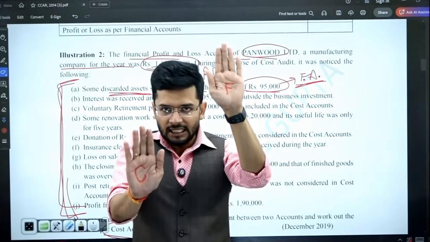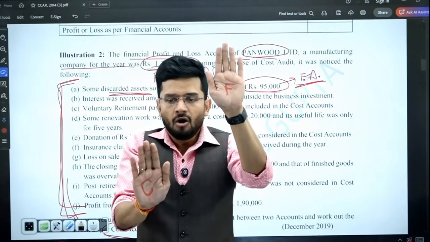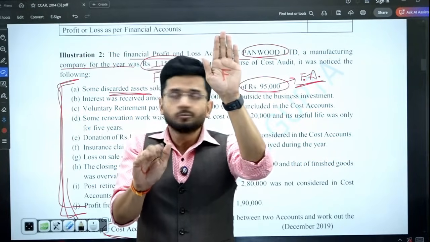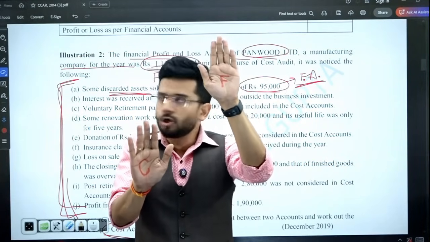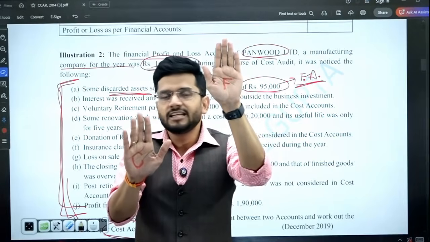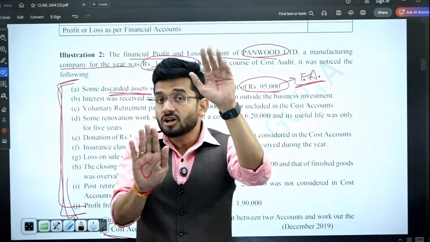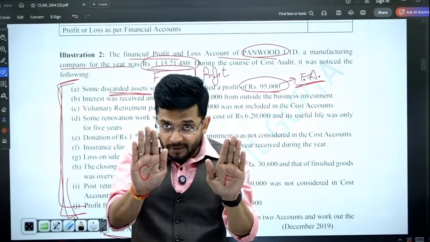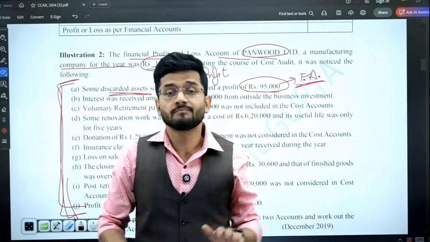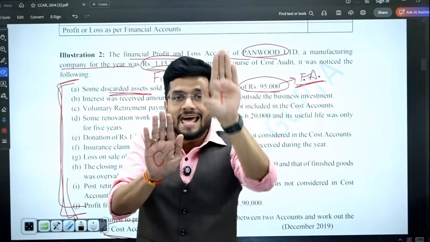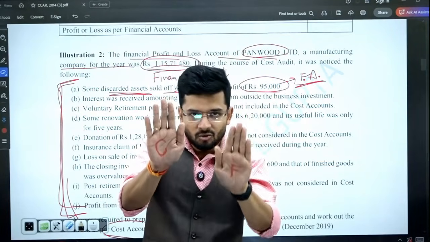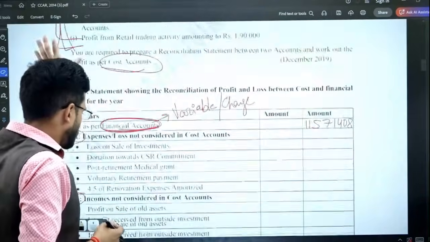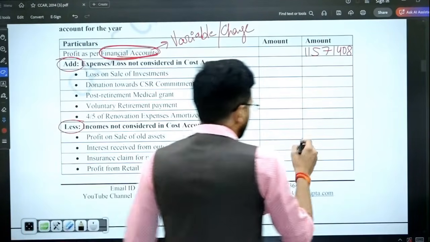So now I have to either increase the costing account profit or decrease the financial account profit. Now I have already told you, this hand cannot move. It is frozen. It is made of stone. What will move? Only the financial account hand will move. So we are going to reduce the financial profit by that amount to equate both these things. So the treatment is less this amount. This amount will be reduced from financial profit. That is the treatment. So we are going to reduce the 95,000 rupees. So less 95,000 rupees.